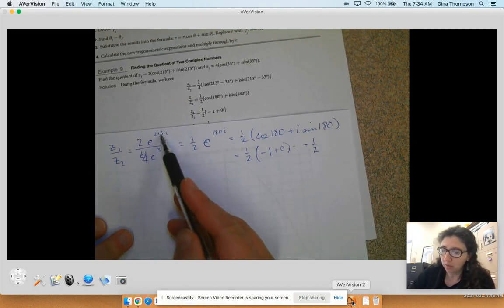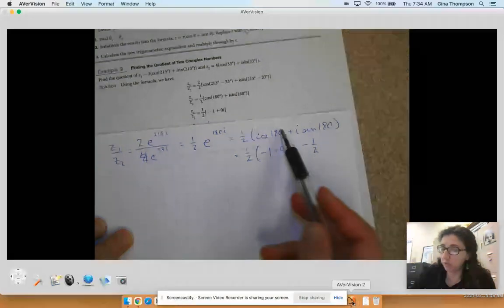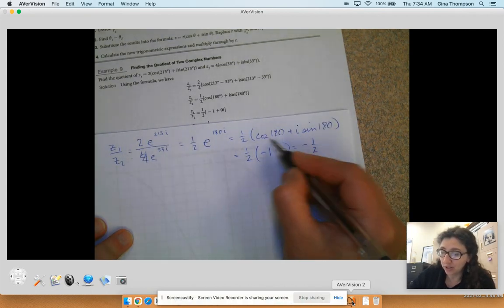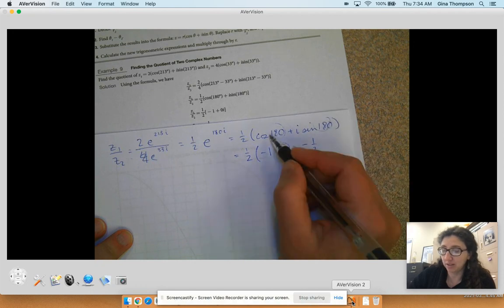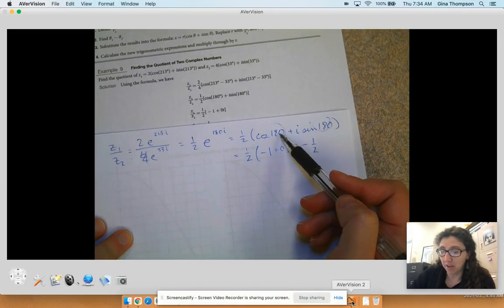Okay, so moral of the story here, if you wanted to jump from here to here, you can. It's just when it's a quotient, it's just the top angle minus the bottom angle.